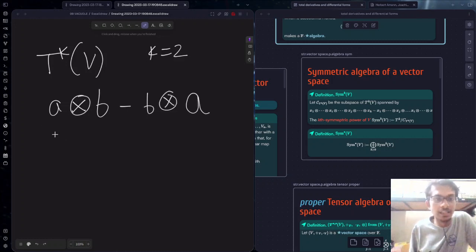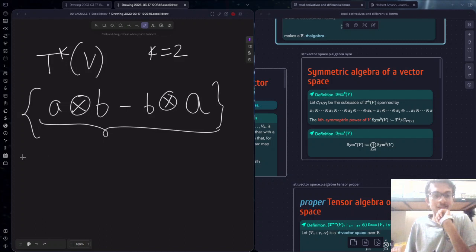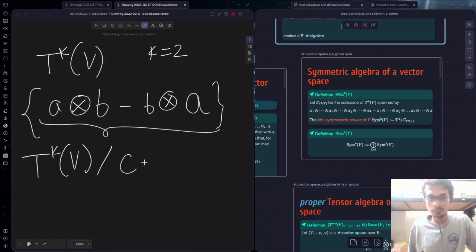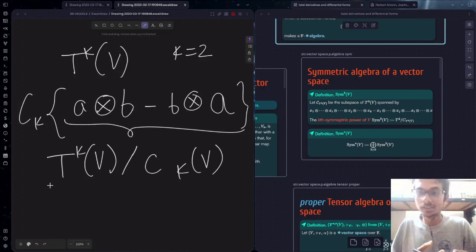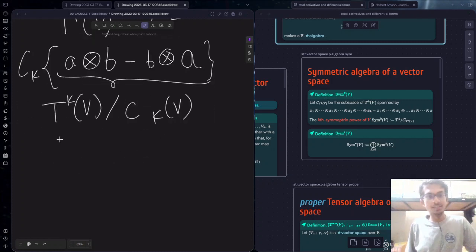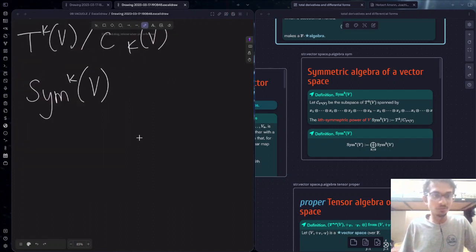It will take all these elements, the subspace spanned by these elements, and take the quotient. Let's call that Ck. It will do the quotient of that, and this will produce a new algebra. I'm not going to explain what is a quotient of a vector space or a quotient of an algebra, which I don't know anything about.